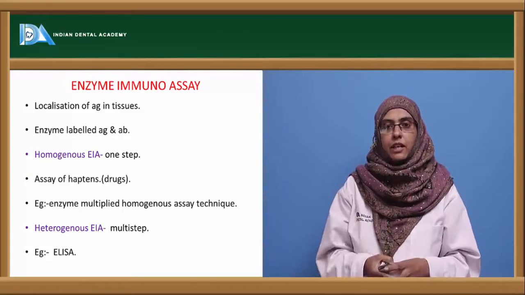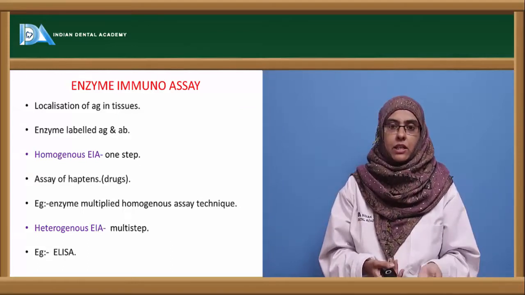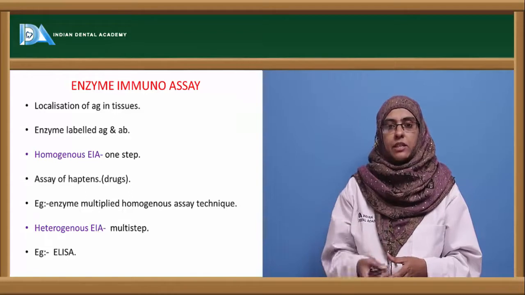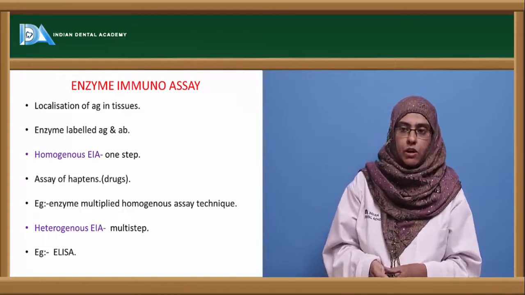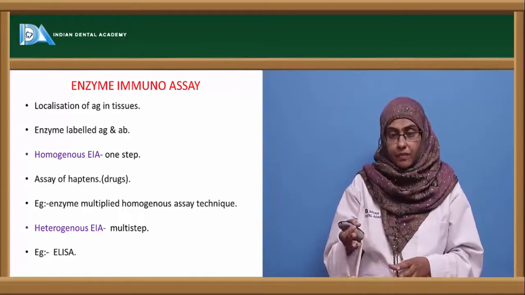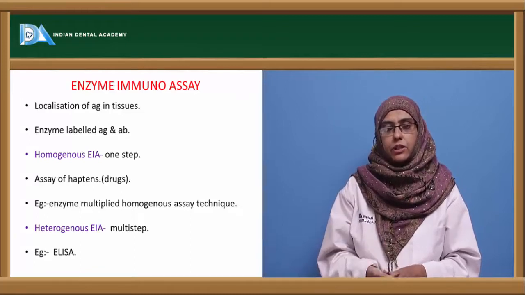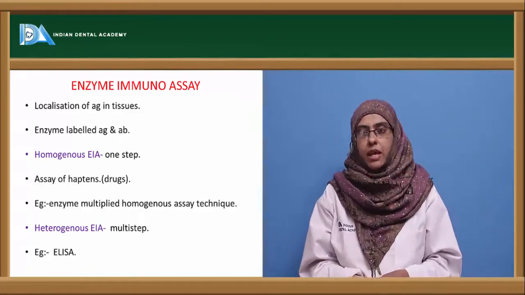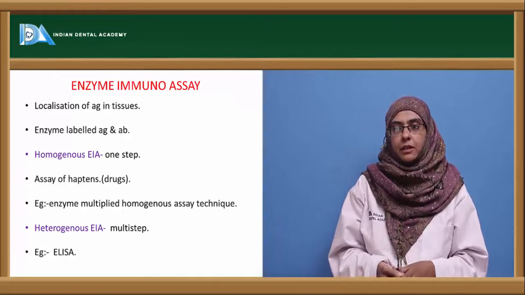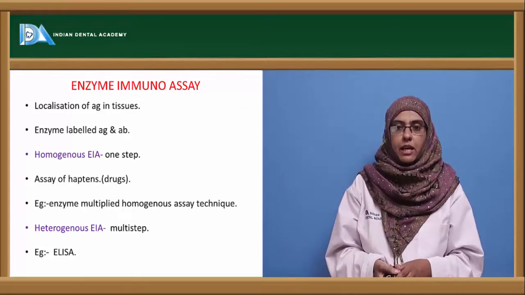Mostly used to identify or assay the haptens such as drugs. It is not used in the identification of the pathogenic group of microorganism. And the example that is associated with the homogeneous enzyme immunoassay is the enzyme multiplied homogeneous assay technique.